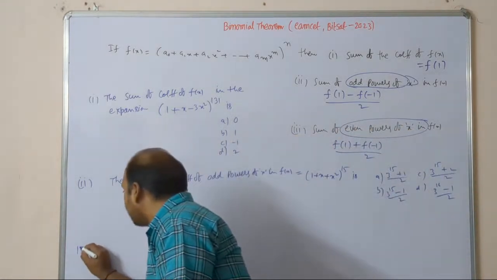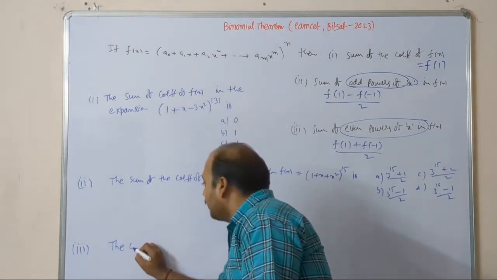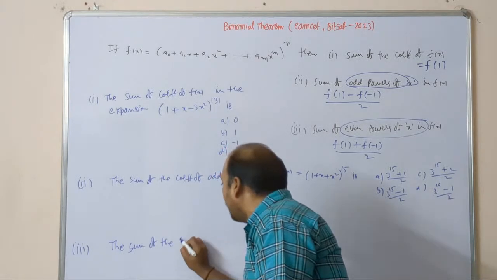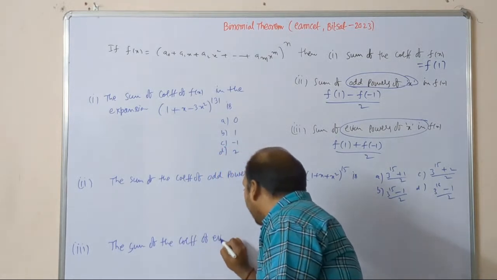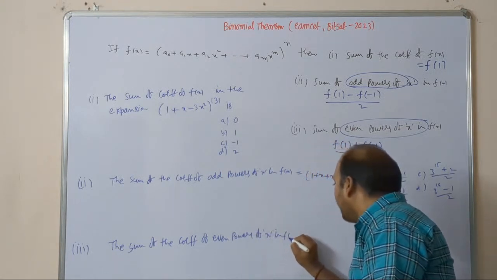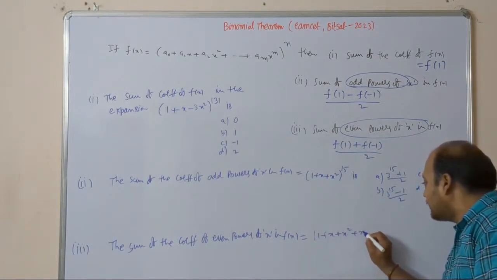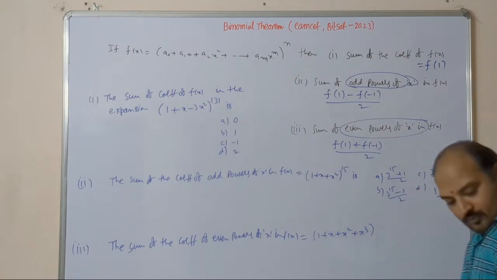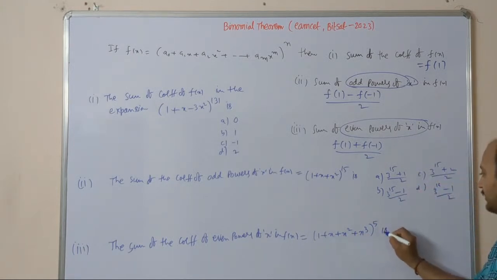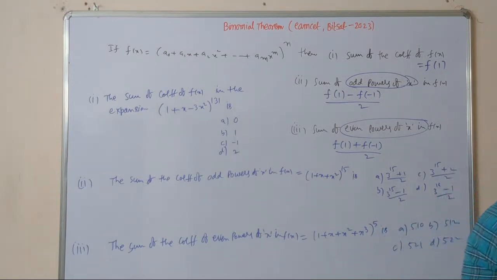So if you apply these formulas you will get it, dear students. Just I am giving the examples for each and every concept. The sum of the coefficients of even powers of x in f of x equal to, the function is here (1 plus x square plus x cube) whole power 5. Options: 510, 512, 521, 522. So these are the questions based on the same category concept.